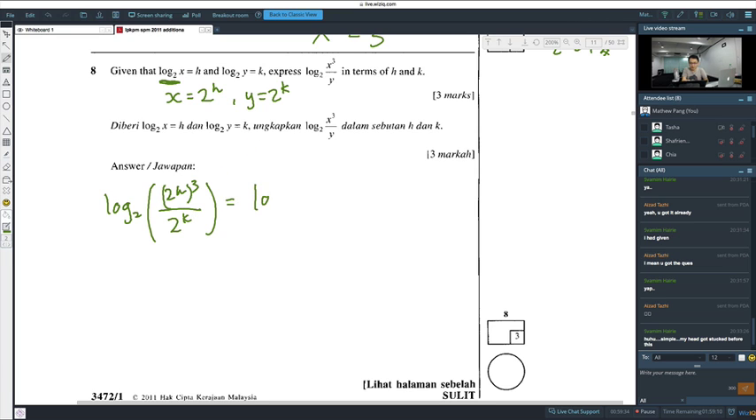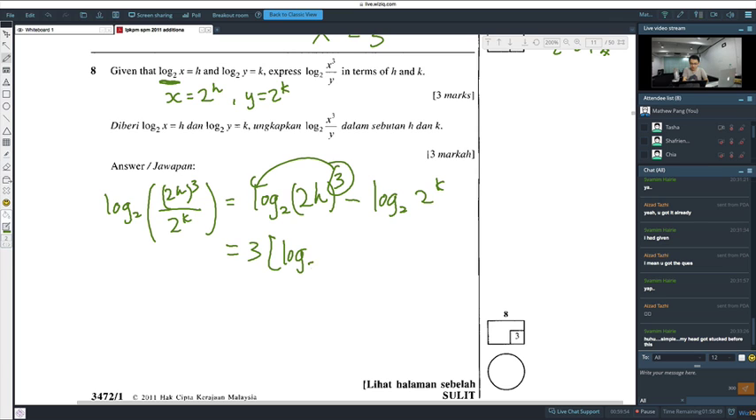And then in the log world, we know divide basically means minus. This is 2 power of h cubed minus log 2 of 2 power of k, I mean. Alright, then 3, I will move in front, become a number. This is 3, and then this one will just be log 2 plus log 2 h for this part, because they are multiplied. Of course you can multiply the 3 into the 2 and h, you get the same answer. It won't affect your answer too much. It's the same thing.